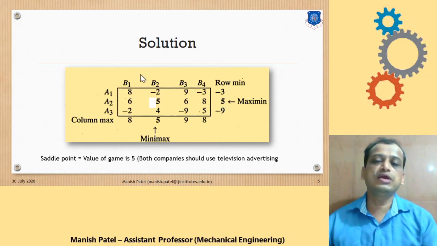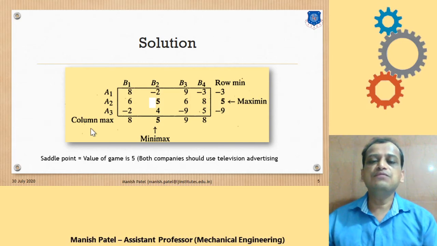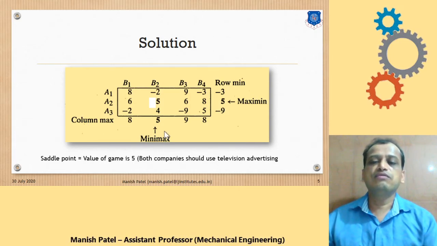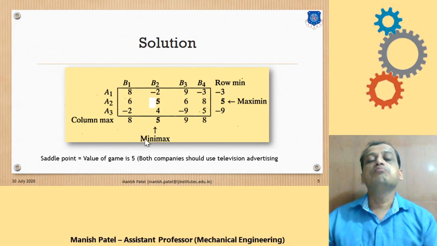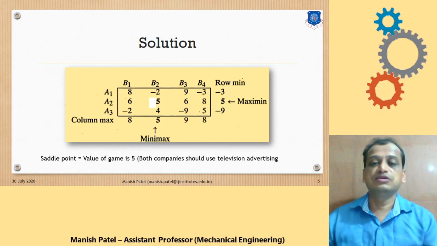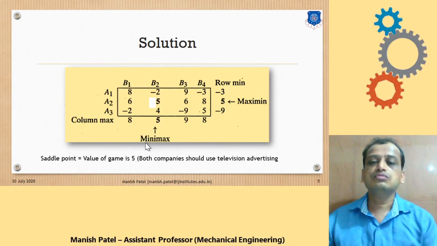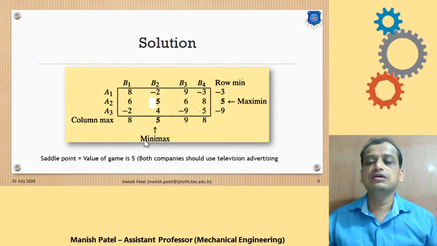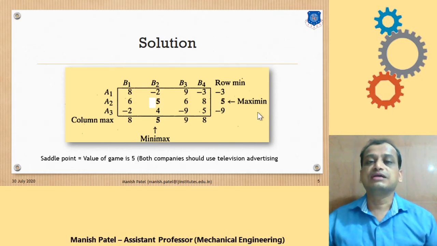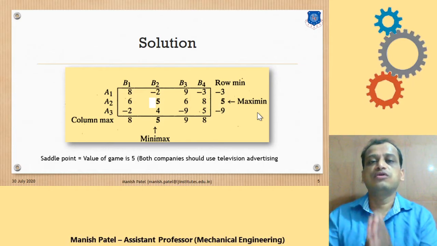Which corresponds to A2 and B2. In the same way in column max, which is minimax, first of all, you will find out max, which you have already found out. Then you will try to find out the minimum value of all the maximum values, which is nothing but the minimum value is 5. Now if you see here carefully, minimax is equal to maximin. So obviously you have found out the saddle point.